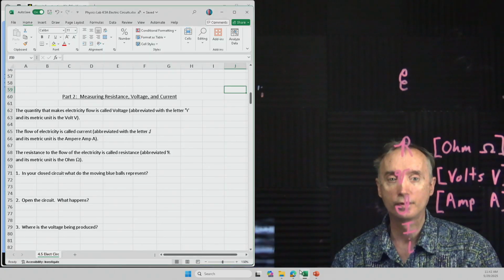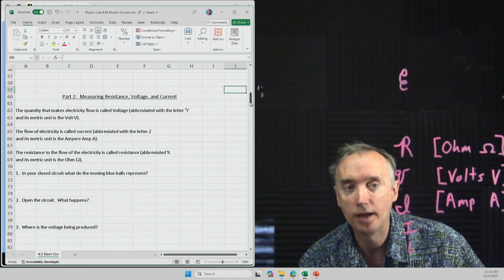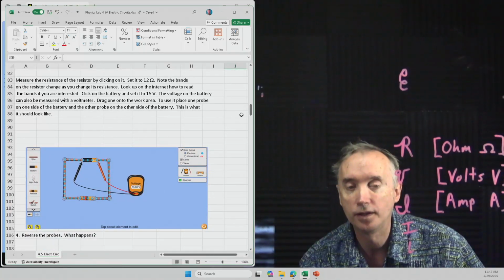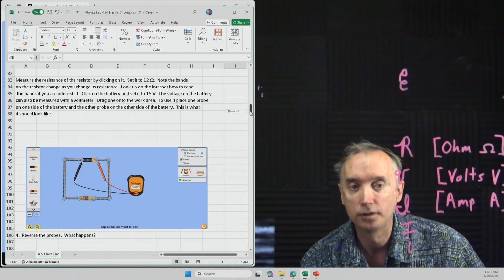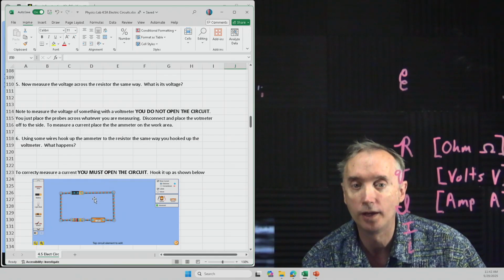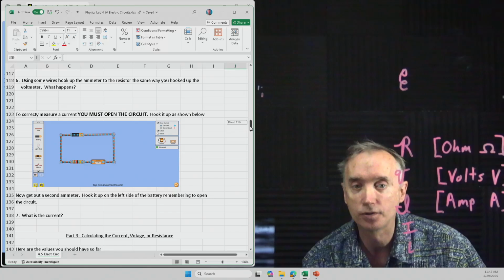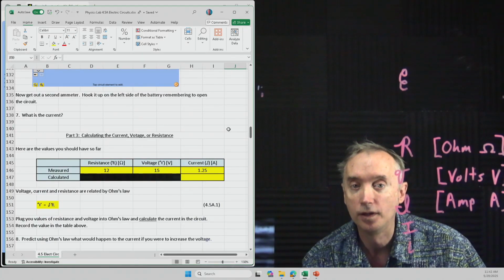Okay, so here's the lab, and you should now be able to answer all of these questions here. And then it talks about the proper way of using a voltmeter. And then it talks about the proper way of using the ammeter, which measures the current. So read about all of that. And then it says, what is the current? Okay, so you're going to write that number right here.